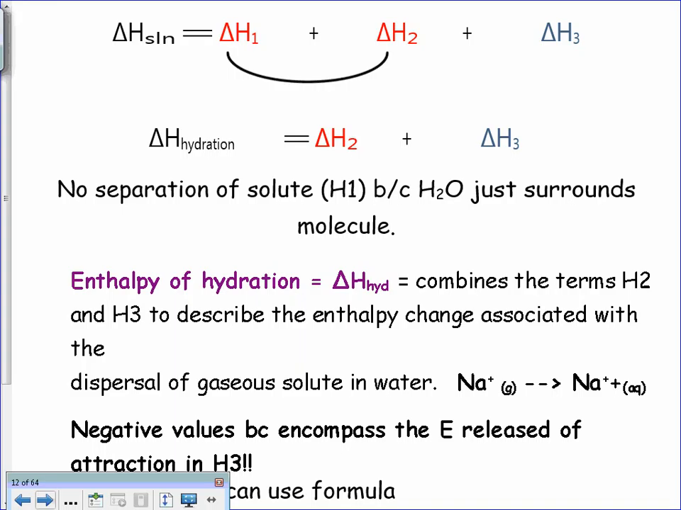One more piece here. This is the part where we talk about the opposite of lattice energy. What's the opposite of lattice energy? Lattice energy is when you take two ions and you form a crystal.